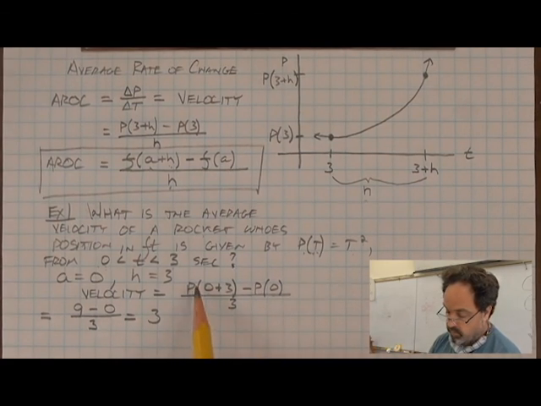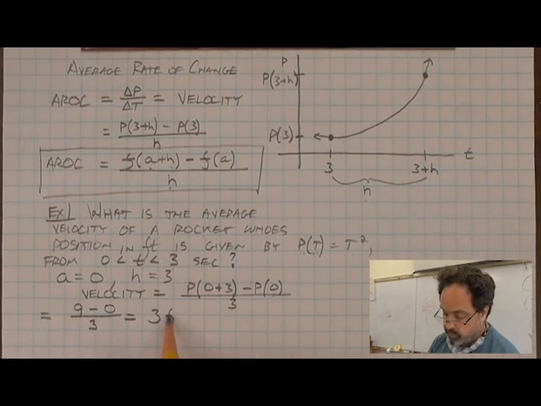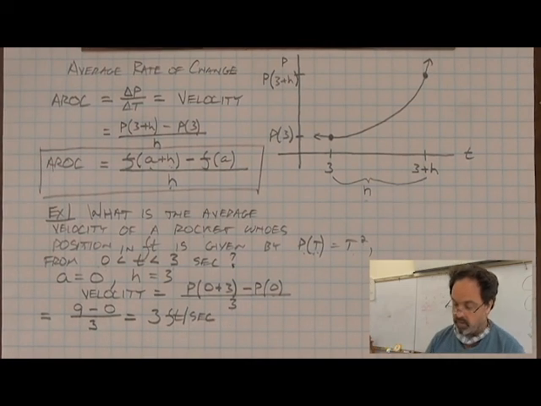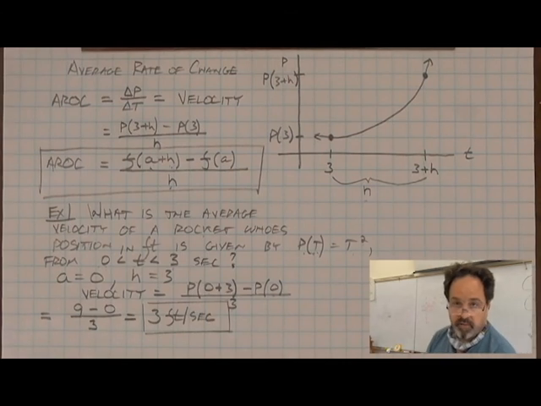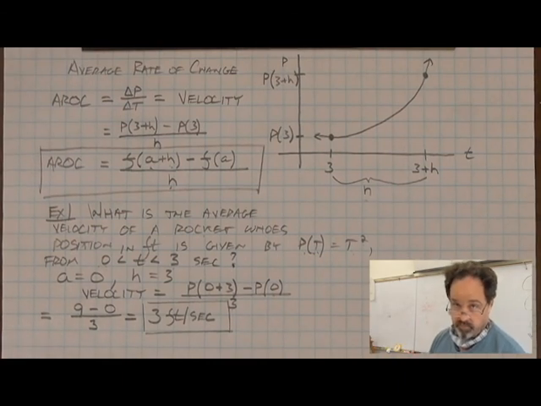And this is a contextual question, so it's going to be a velocity in feet per second. 3 feet per second is the average velocity of the rocket taking off. Not very fast, but if something is very heavy, it's going to go slow right after takeoff.